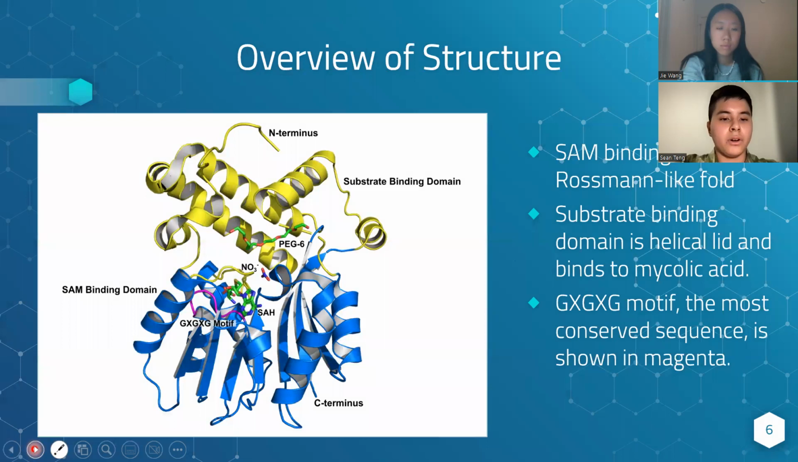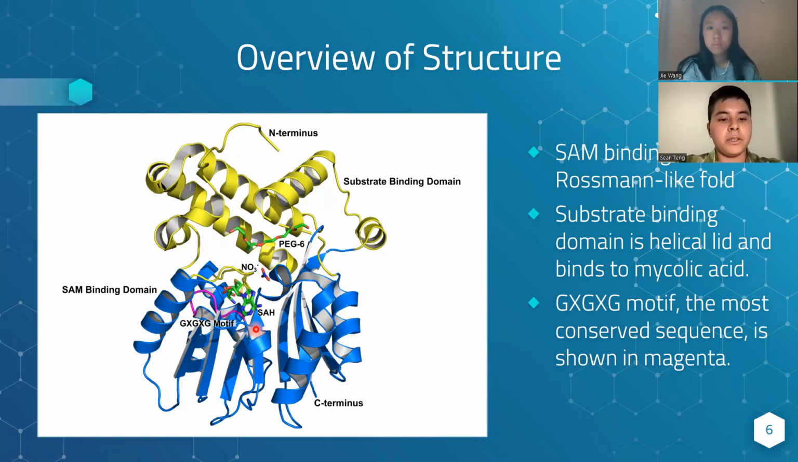So this is an overview of UmaA, which was determined by X-ray crystallography by the Seattle Structural Genomics Center for Infectious Disease. UmaA has two domains. The SAM binding domain is shown in blue and consists of a Rossmann-like fold, and the substrate binding domain is shown in yellow and consists of a helical lid. The mycolic acid binds to the substrate binding domain. There is also a GX-GXG motif shown in magenta, which is the most conserved sequence in UmaA.